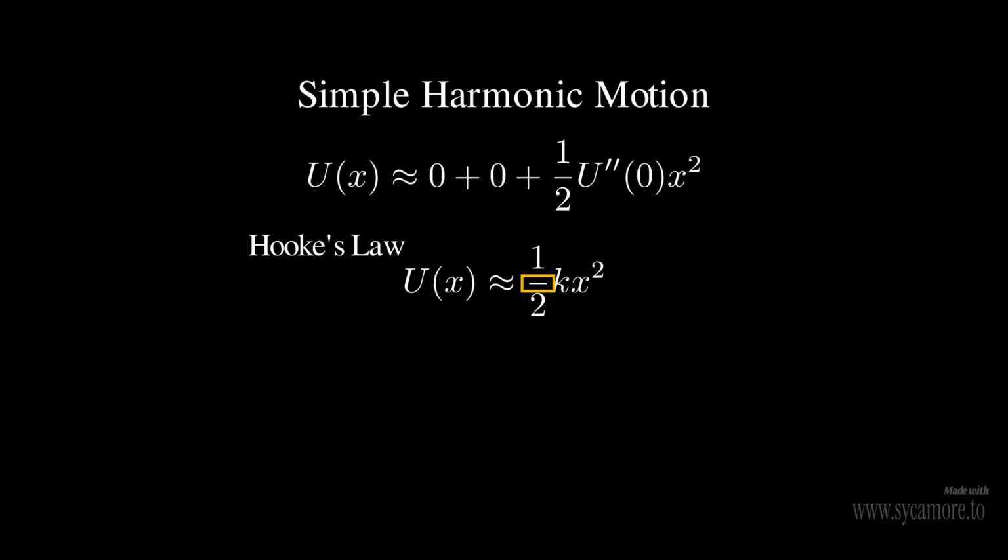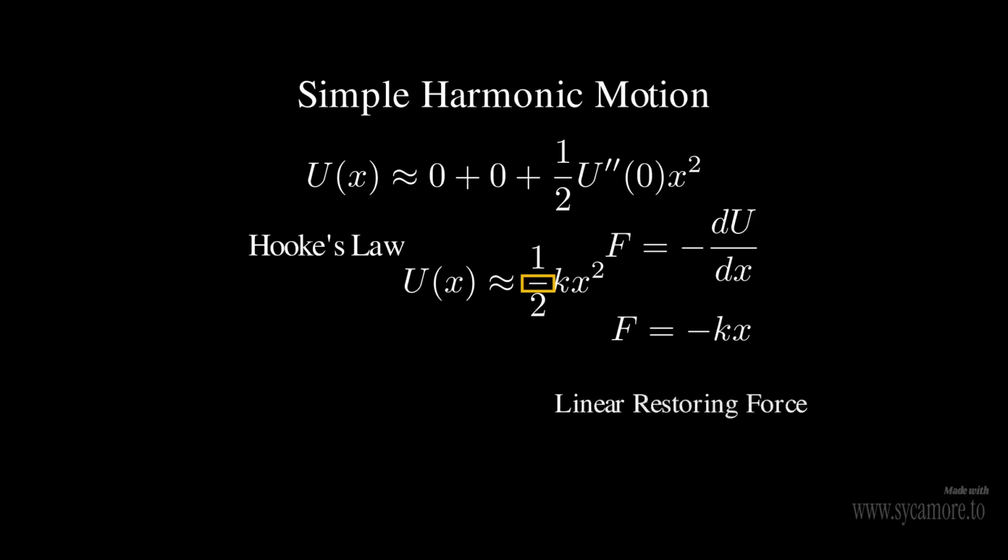The force is the negative derivative of the potential. Taking the derivative of 1/2 kx squared gives us negative k times x. This is Hooke's law. It tells us that as long as the displacement x is small, the restoring force is always proportional to the distance from equilibrium. This proportionality is the exact requirement for simple harmonic motion.